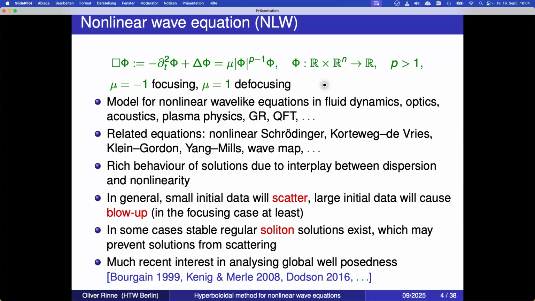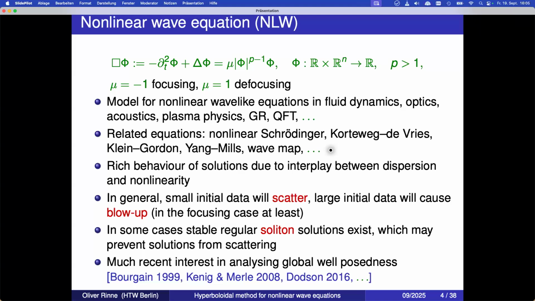So this equation serves as a model for all sorts of nonlinear wave-like equations in various disciplines. And I can see there are many people from GR here. So of course, this equation is also a model for the Einstein equations. In some sense, a simple toy model. The Einstein equations are essentially also a coupled nonlinear system of wave-like equations. There are all sorts of related equations, for instance, the nonlinear Schrödinger equation, Korteweg-de Vries equation, Klein-Gordon, Yang-Mills, and also wave map equations.